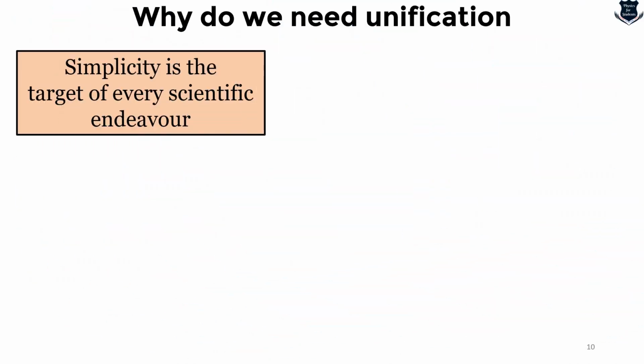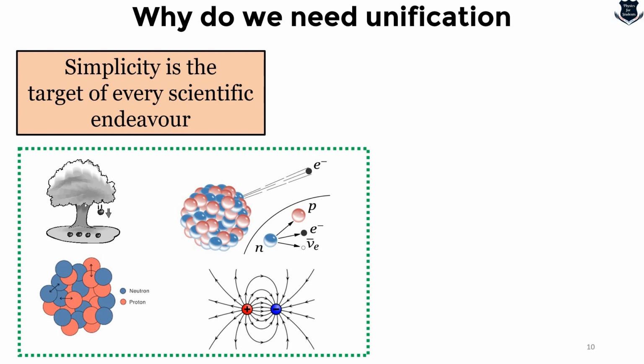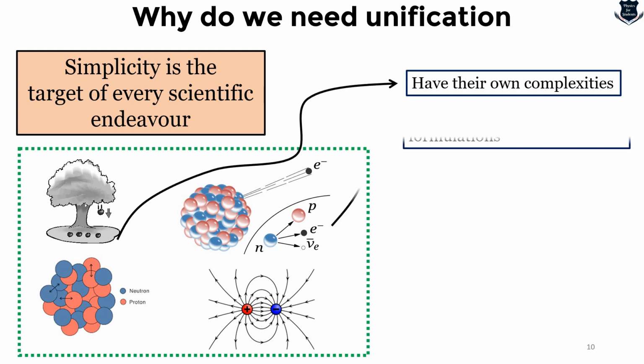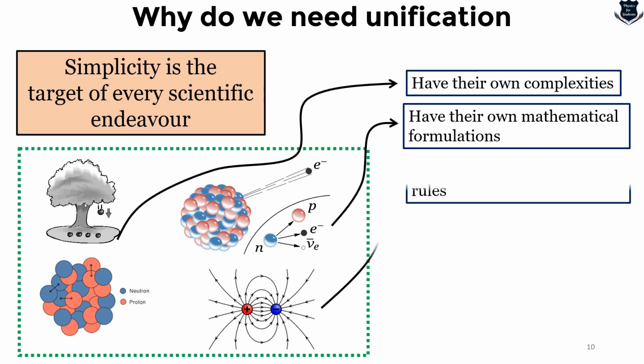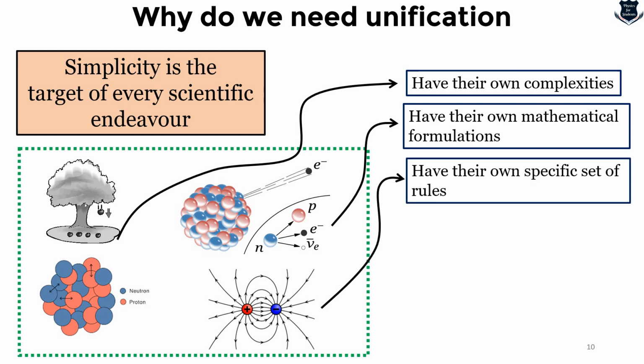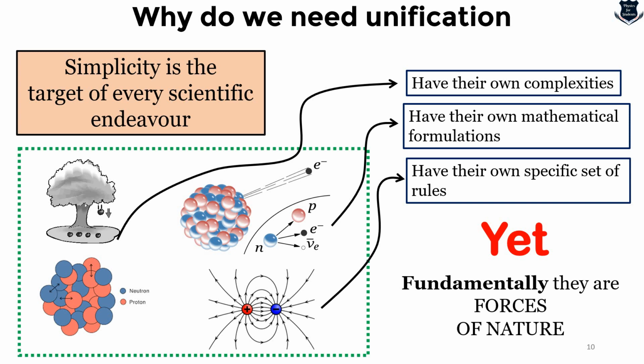So you see, we always target simplicity, and science and physics are targets of simplicity, and that is basically the target of every scientific endeavor. Now if you take all those forces, gravity, strong, weak and electromagnetism, you will see that each of these has its own complexities in terms of calculation. Each of them has its own mathematical formulations, and each has its own specific set of rules. Right? These are very true. But yet there is one thing in common, that they are all forces of nature. Now if they have their own complexities and mathematical formulations, yet the underpinning thing is that they are the forces of nature. So can we unify those forces? And that is basically the reason for unification.